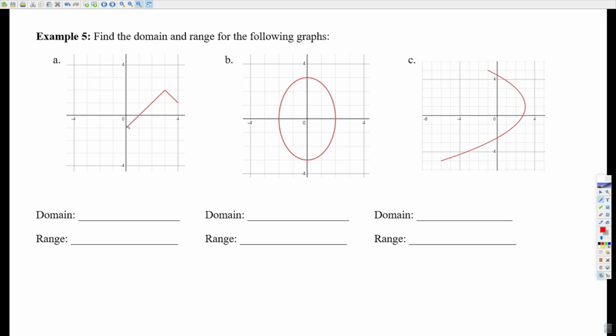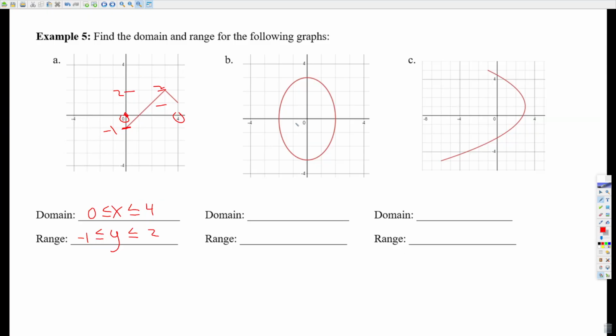Domain, from the farthest left to the farthest right. So the farthest left point is the number 0. You're reading off the x-axis. So we're going to go from 0 to farthest right, which would be 4. Range is the lowest to the highest, so the lowest this goes down to is -1. Now we're using y. The highest it goes up to is 2 on the y-axis.